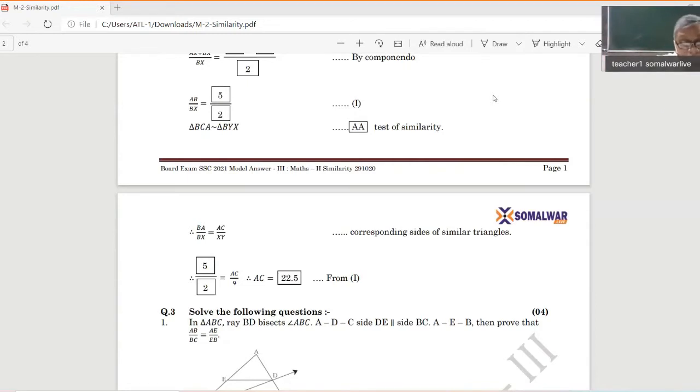To find the side of the bigger triangle, we have used the component law and we are using it here. BA upon BX is equal to AC upon XY. Therefore, 5 upon 2 is equal to AC upon 9. And therefore, just by making the cross multiplication and division, we will get AC is equal to 22.5. That is from equation 1.